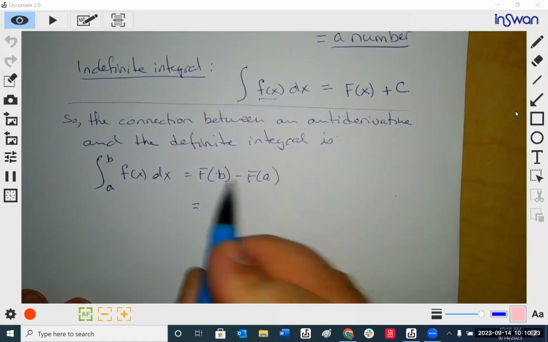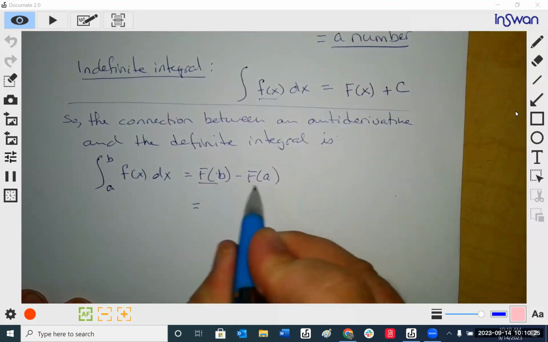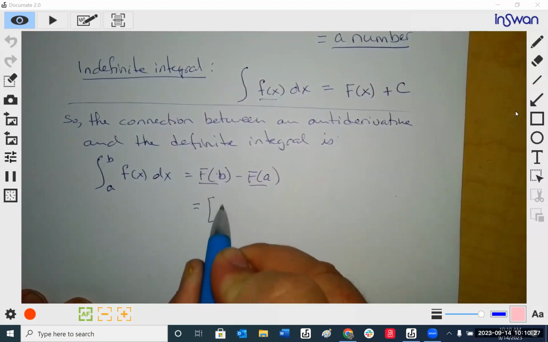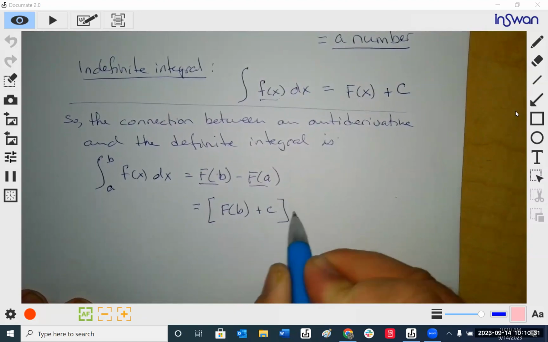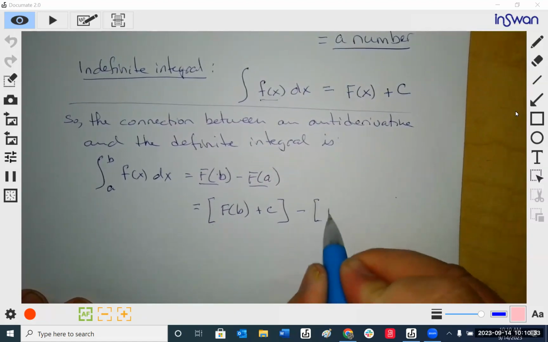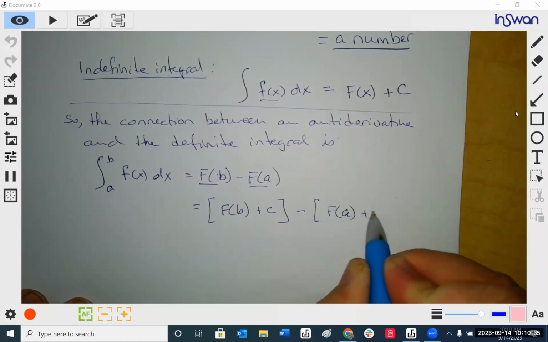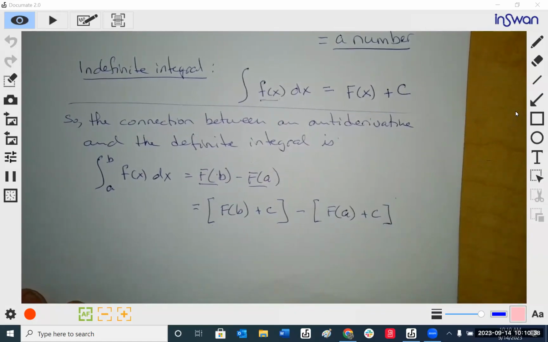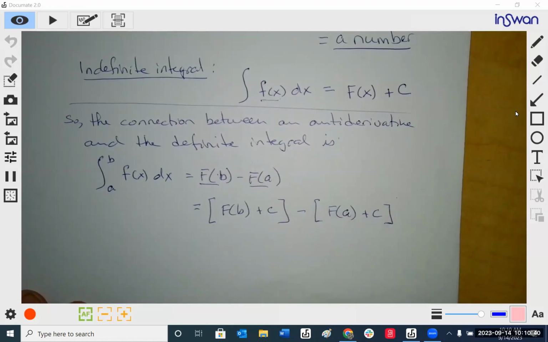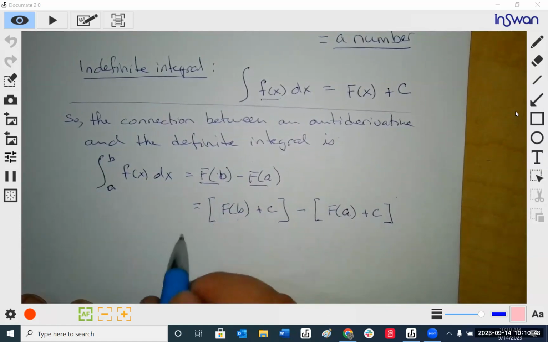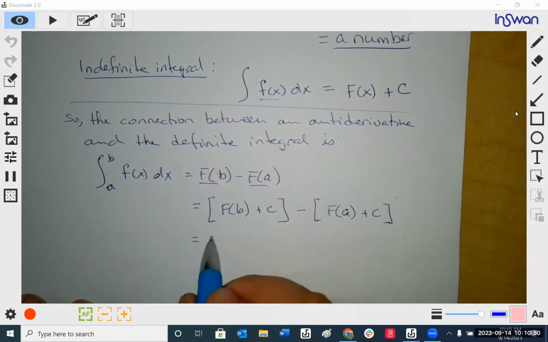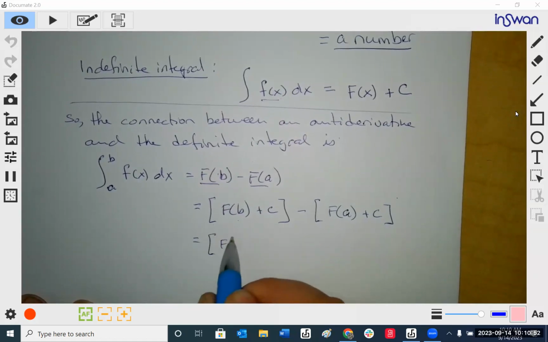But what this can represent also is we have two separate functions here. We have F of b plus some constant minus F of a plus some constant. Because remember, there are two functions here. So this is how we're connecting the two. Since it came from a bounded function, this now has to have the bounds.